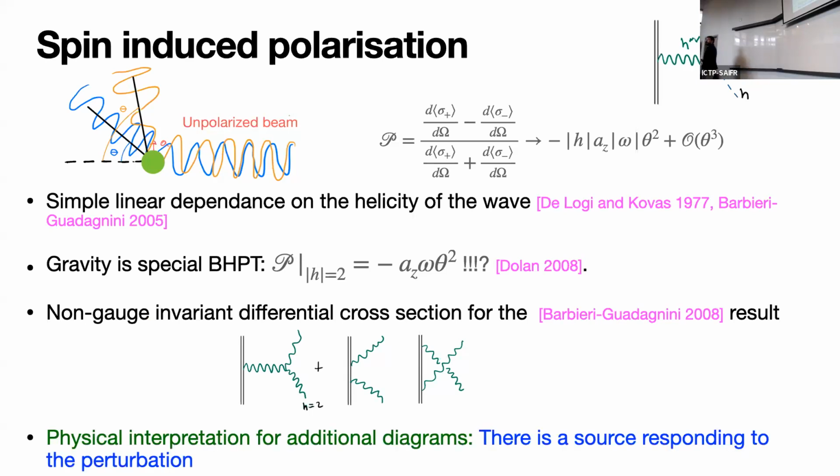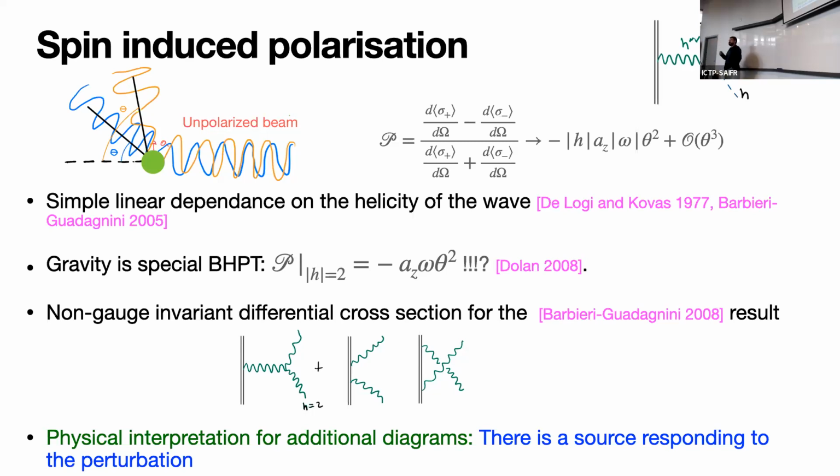However, was the black hole result missing something? No, it was not missing something. The result that comes from black hole perturbation theory was fine. What was missing something was the prediction from Barbieri and Guarantini. They were missing this couple of diagrams, so their answer was not gauge invariant. Gauge invariance can be restored by adding these two additional diagrams.